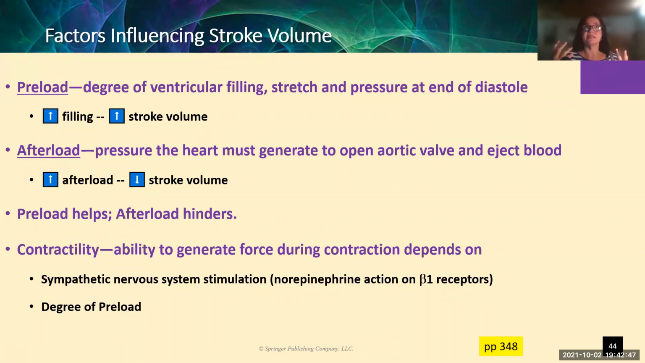So basically, if the patient is hypertensive, the pressure that's in the aorta is pushing back against what the ventricle is trying to do. So in this case, the afterload is working against you. The more afterload you have, the smaller the stroke volume, the less blood can get out of the heart. So in simplest terms, preload helps stroke volume, afterload hinders stroke volume.